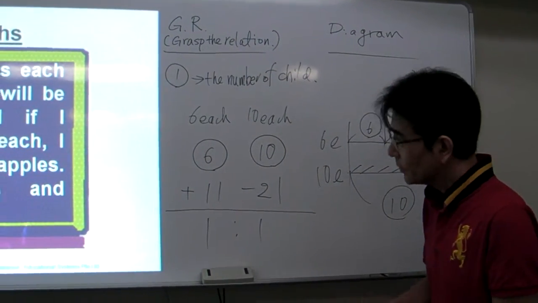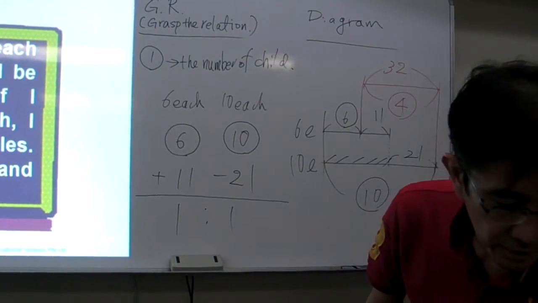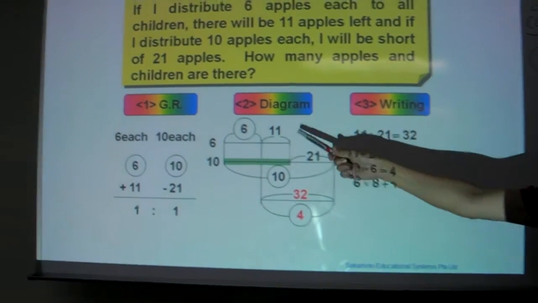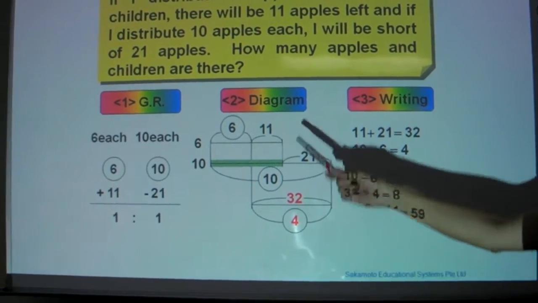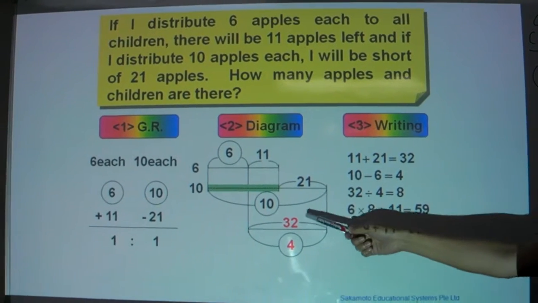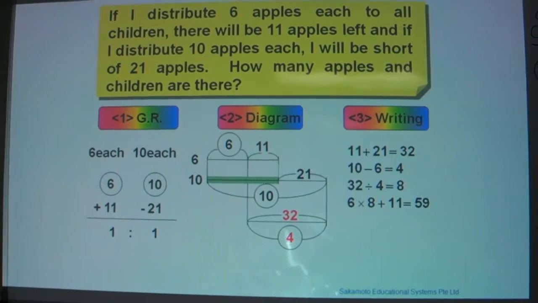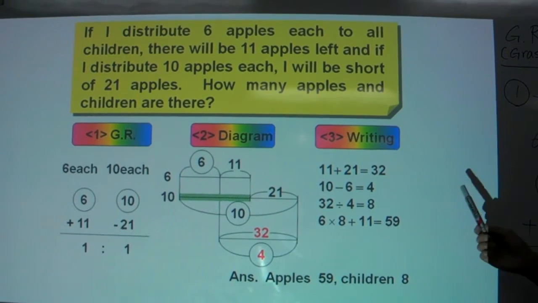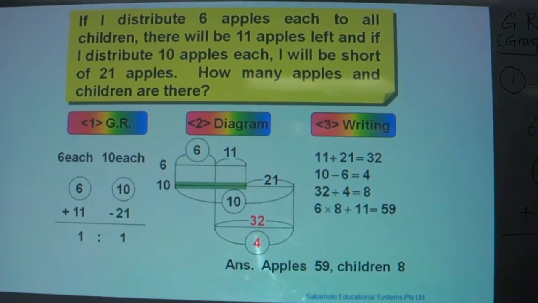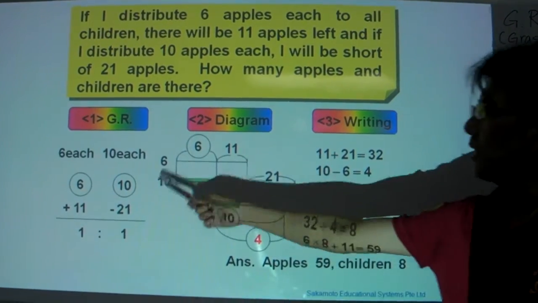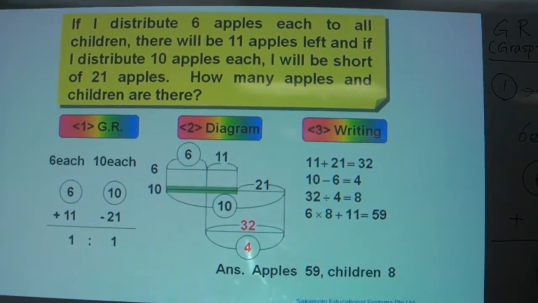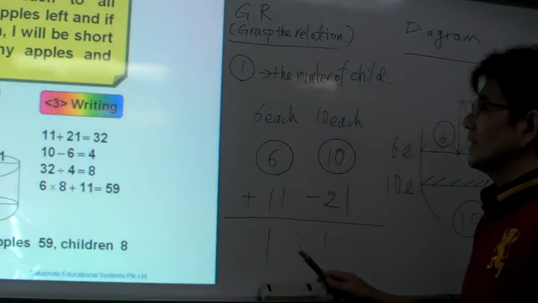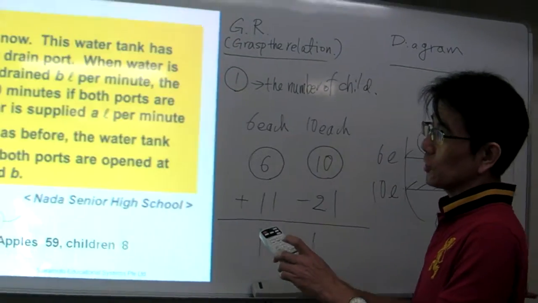There are 8 children. 6 times 8 plus 11, there are 59 apples. Okay, the writing is here. 11 plus 21 is 32. 10 circles minus 6 circles gives 4 circles. So 32 divided by 4 is 8. 1 circle is the number of children, and 6 times 8 plus 11 is 59. So when you check the answer, that's 10 times 8, 80, minus 21 is also 59 apples. So this answer is correct. Alright? Okay, now change topic, more challenging questions.